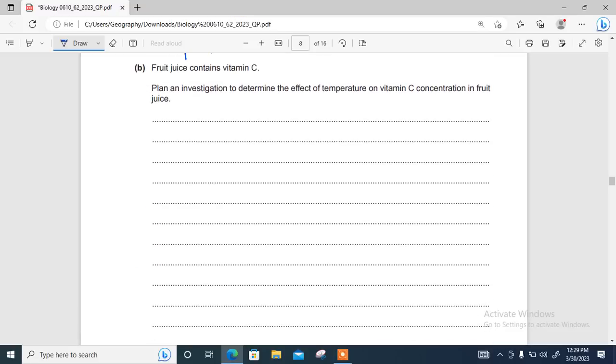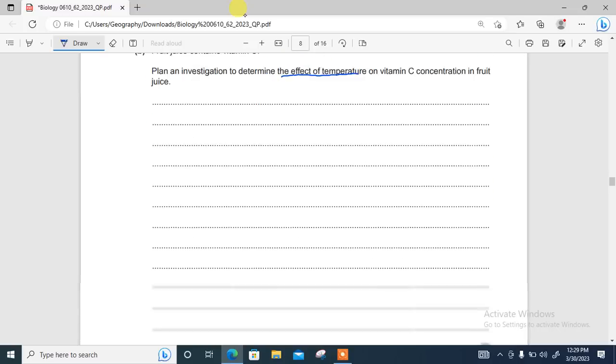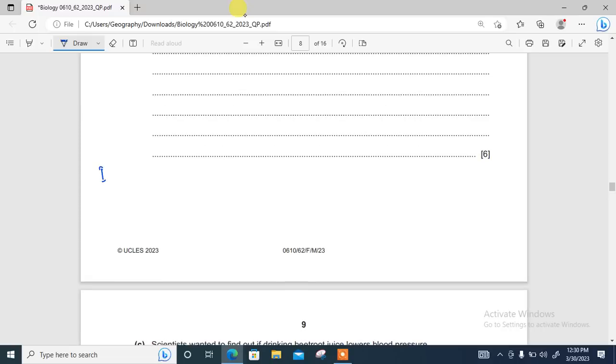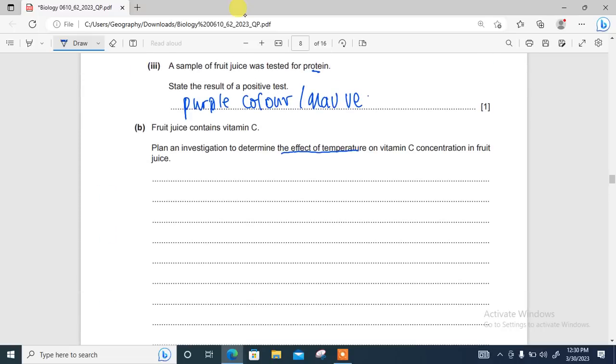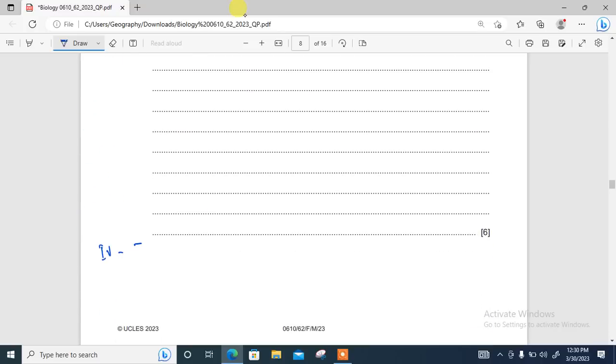Now, the next here is to plan an investigation, and we have a 6-mark question. They said, plan an investigation to determine the effect of temperature on vitamin C concentration in fruit juice. So when planning an investigation, let me just say certain things quickly to guide you. You need your independent variable, and from here, we know our independent variable is temperature. So we need to explain how we were able to alter the temperature in this particular experiment.